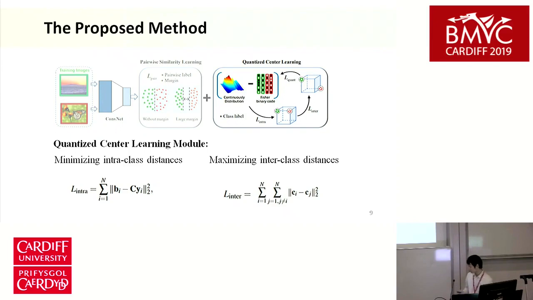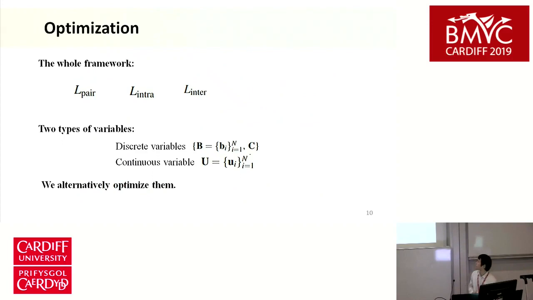B_i is the binary code for the i-th image, and C_{y_i} is the center of this image's class. For this intra loss, we want to minimize the Euclidean distance between the image and its corresponding center. And we also use the inter loss here: we maximize the distance between different class centers. For the whole framework, we combine the pair loss, intra loss, and inter loss.